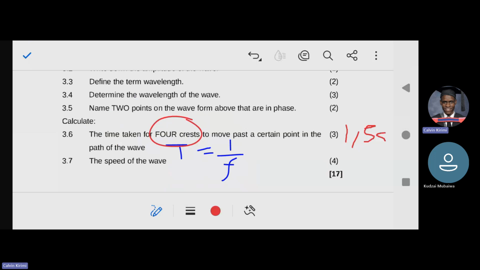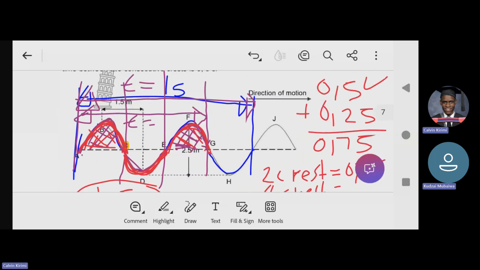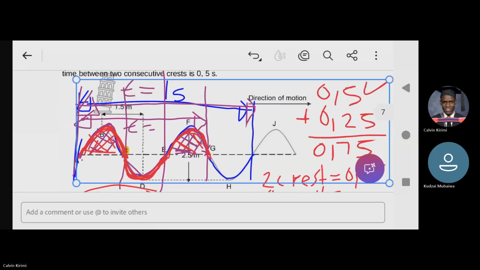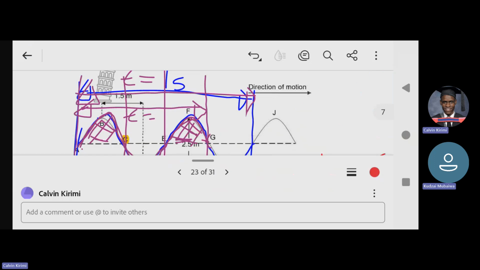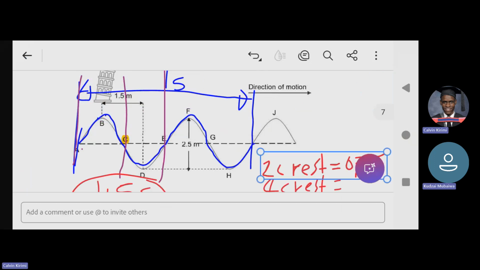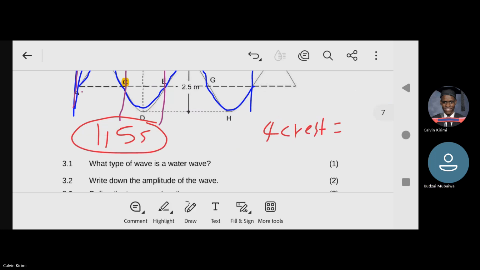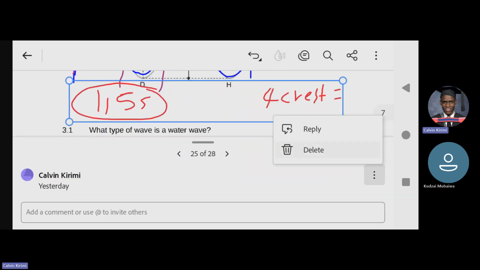Now calculate the speed of the wave, 3.7. So what information are we given, which we have now? Do we know the wavelength for this wave? Yes, sir. What did we say was the wavelength? 3 meters. The wavelength was 3 meters.